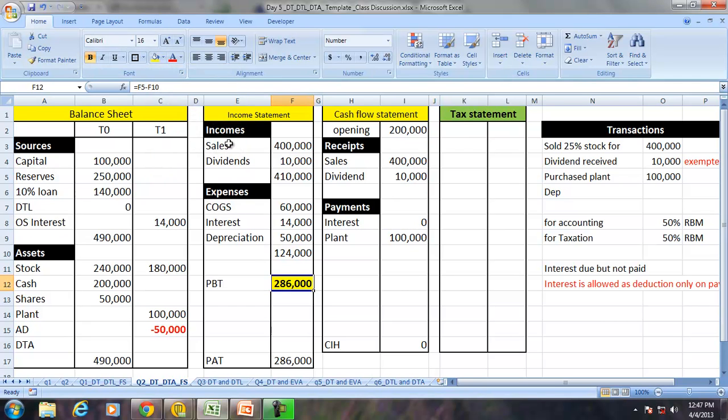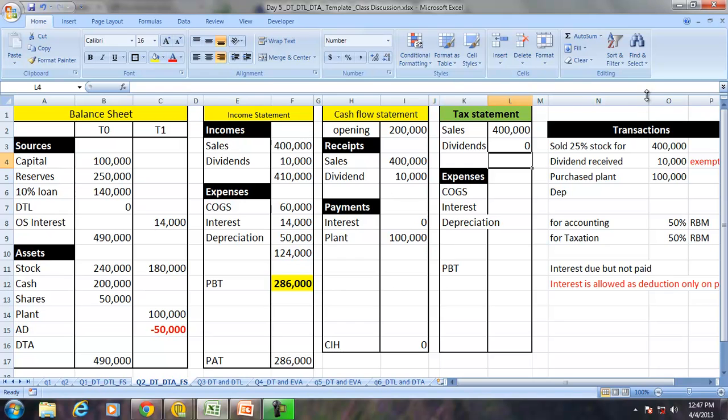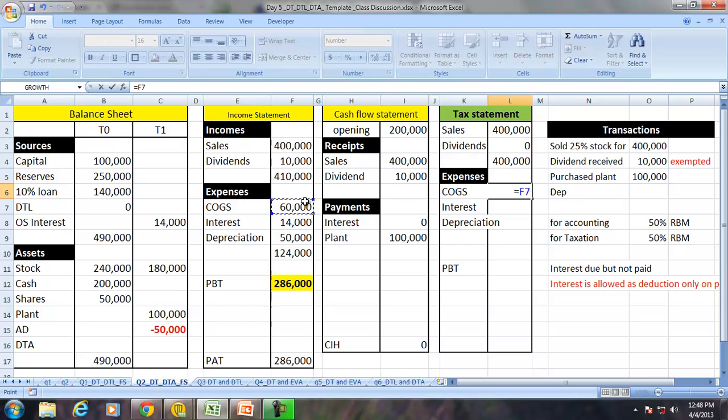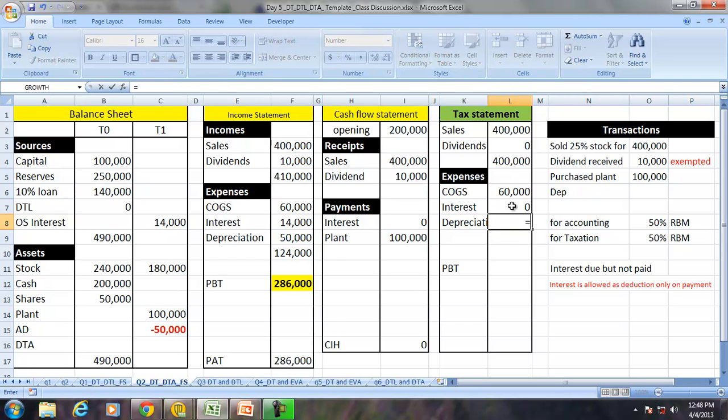But to calculate the tax, it is necessary to calculate the taxable income. In taxable income, sales is the same as the income statement. Dividend is not taxable, it's mentioned that it is exempted income. So the gross taxable income is 400,000 minus the cost of goods sold, same as accounting, minus interest, same as accounting. Interest, it says, is allowed only on payment. Since interest has not been paid, interest will not be allowed as a deduction, and depreciation is same as accounting.